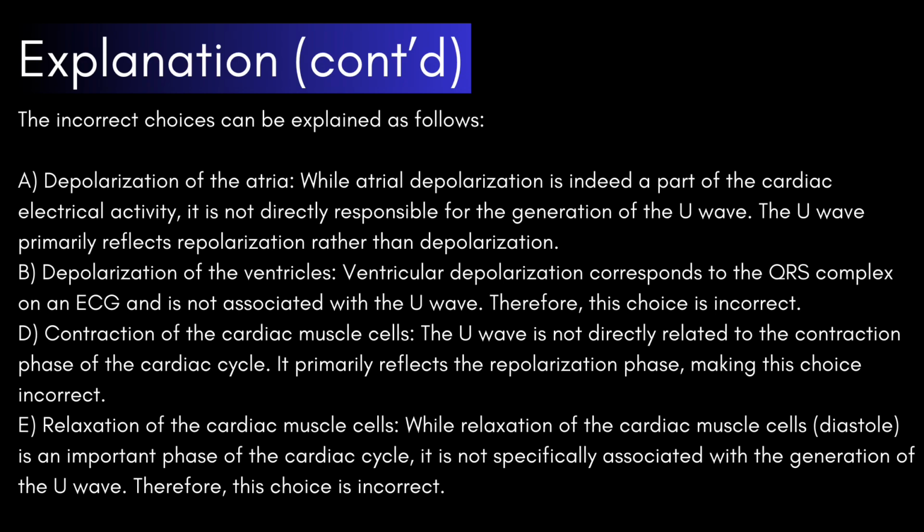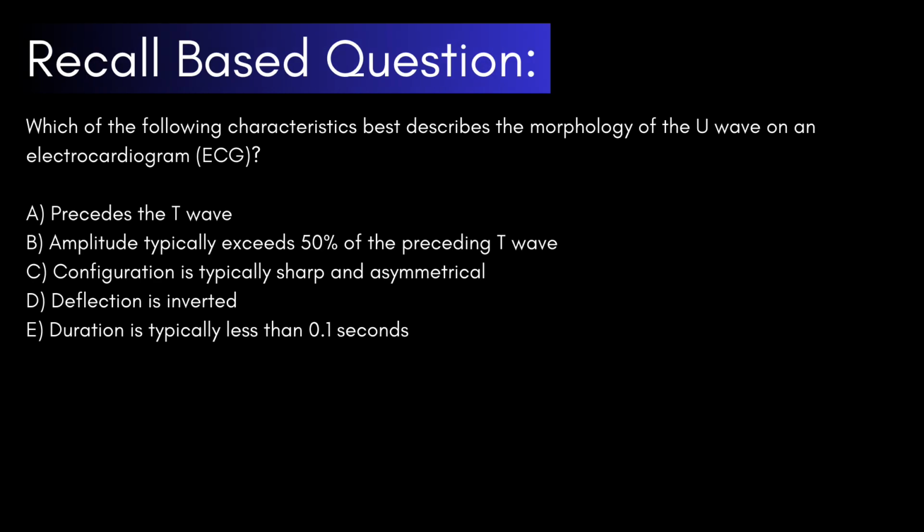All right, now that we have covered this question, let's move on to look at the next question. Which of the following characteristics best describes the morphology of the U wave on an electrocardiogram, ECG?